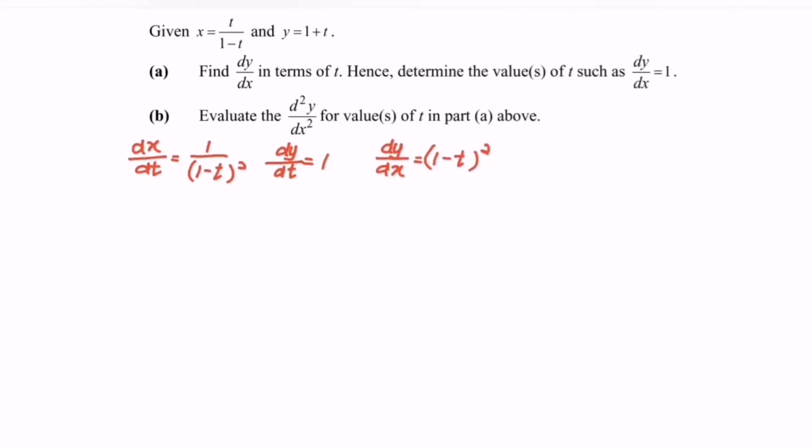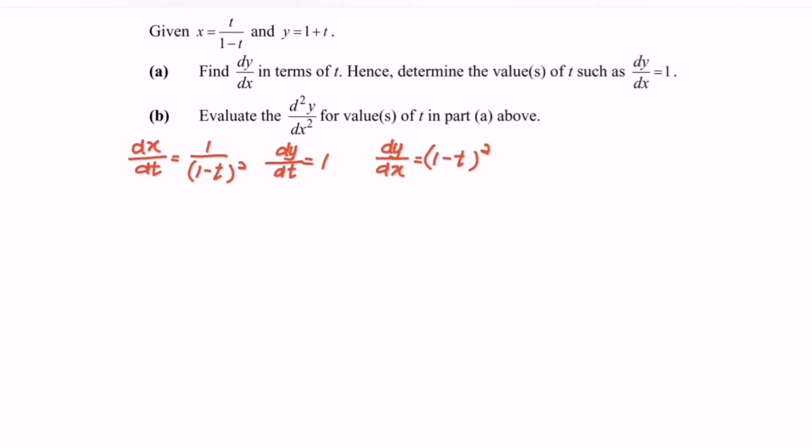Now we are going to evaluate the second derivative for the values of t in part A above. Previously we already determined dx/dt is equal to 1 over (1 minus t) squared, and dy/dt is equal to 1. Finally, the first derivative is equal to (1 minus t) squared. So now we are going to find the second derivative for the parametric differentiation.